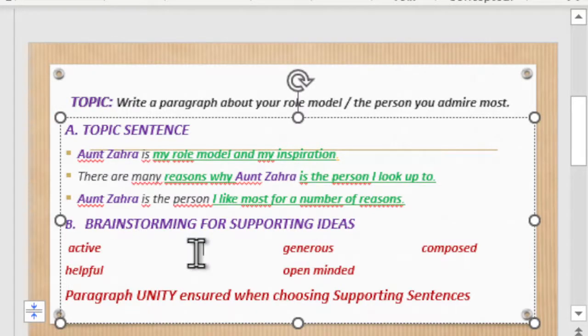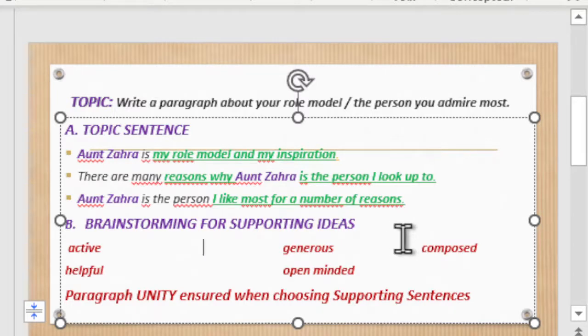And I have thought about why I like Aunt Zahra and found out that I like her because she's active, because she's generous, because she's composed, calm, and quiet, because she's a very helpful person to the community, and because she is an open-minded person. Now, I have found 5 reasons why Aunt Zahra is my role model.